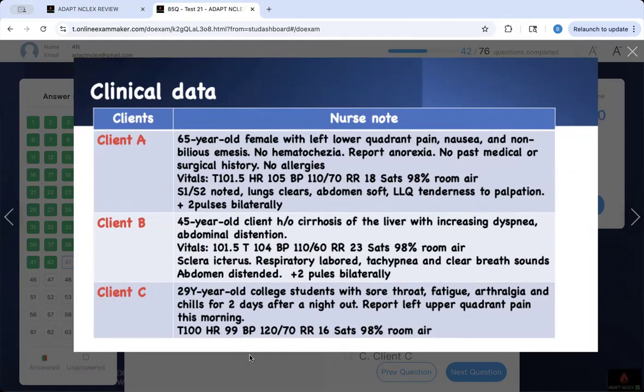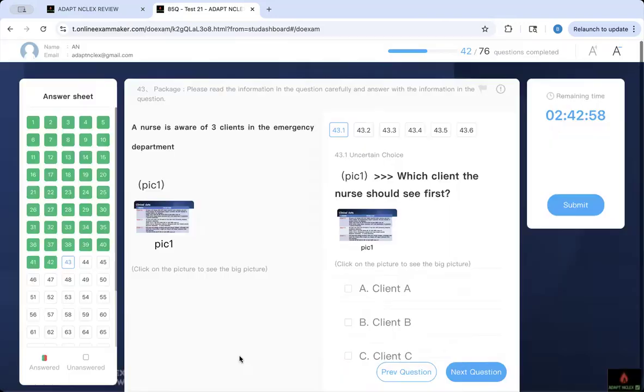C, 29-year-old college student with a sore throat, fatigue, arthralgia, chills for 2 days after a night out. Went out, now he has URI symptoms. He has left upper quadrant pain this morning. Temperature 100, heart rate 99, blood pressure is okay. What do you think is going on with this patient? This patient has left lower quadrant tenderness, fever, nausea, and vomiting. This patient has liver disease, ascites, probably now infected, and shortness of breath. The college student went out overnight, now has URI symptoms and left upper quadrant pain. What do you think is going on?